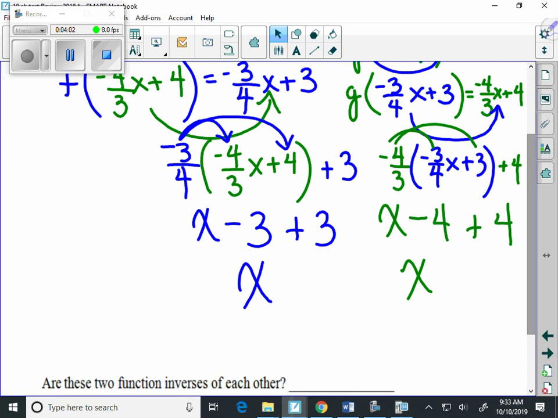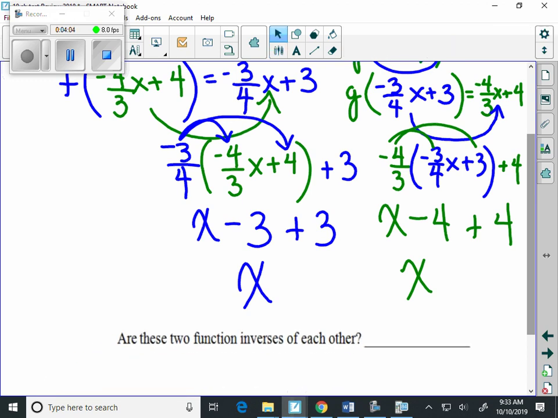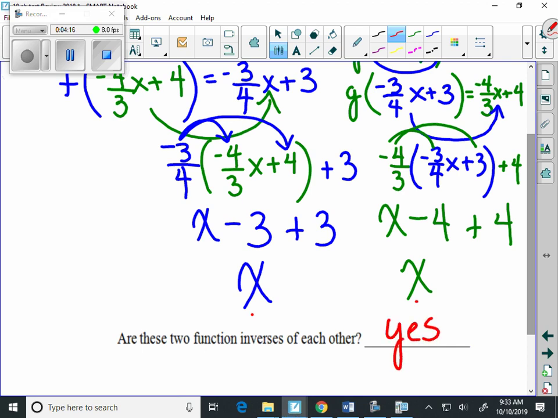And finally, don't forget to answer the question. Are these two functions inverses of each other? Because we ended up with x here and x here, it's yes. We need to end up with x. If you end up with x plus 1 for one of them and x plus 1 for the other one of them, it's not. They need to be f of g of x equals x. G of f of x equals x.